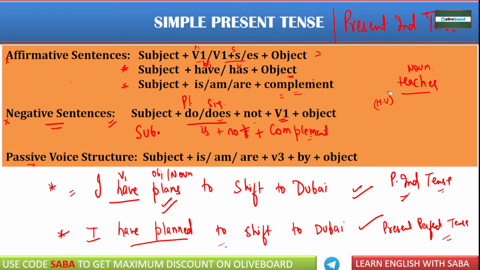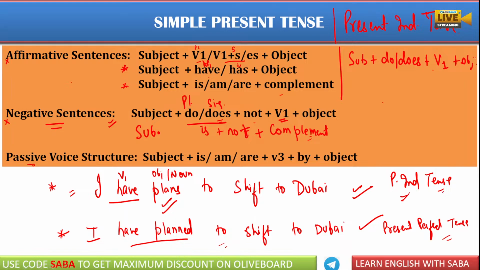Now, do, does, did, we can even use in affirmative sentences. Affirmative sentence में भी आप do, does, did का use कर सकते हैं when you have to emphasize something. अपूर्व uses this structure very often. See, subject plus do, does plus V1, plus object. So whenever we use do, does in an affirmative sentence, we use it for emphasizing something.